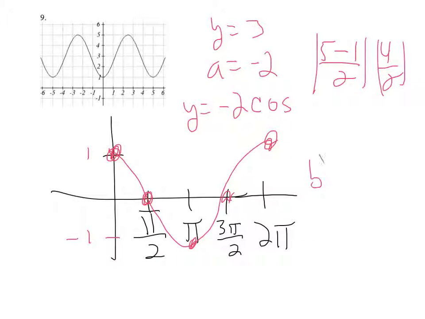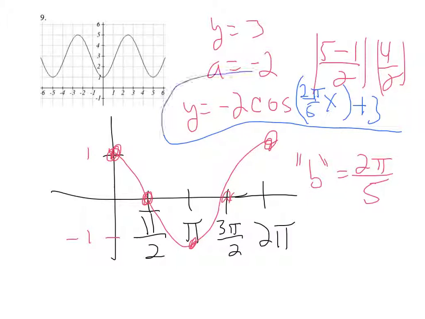If the period is 5, I can get the B number by taking 2 pi and dividing by 5. So that's going to tell me I'm going to put that 2 pi over 5 right here. And it's not shifted left or right, and it's shifted up 3. So that is the equation that models this graph.